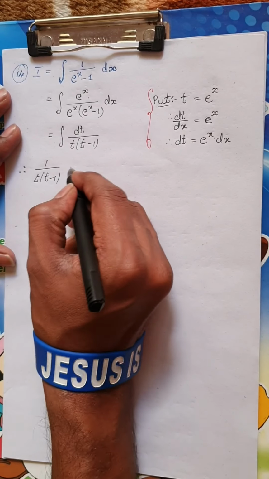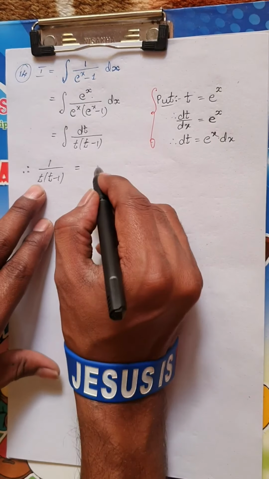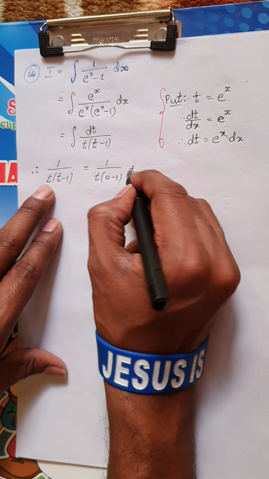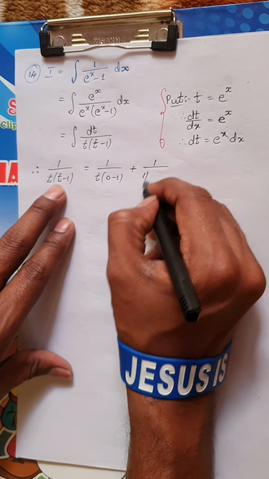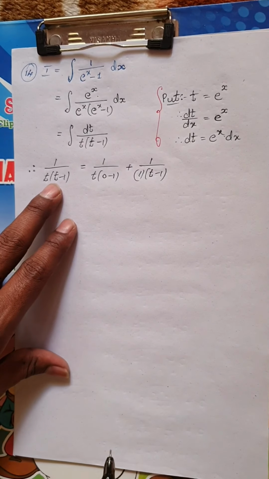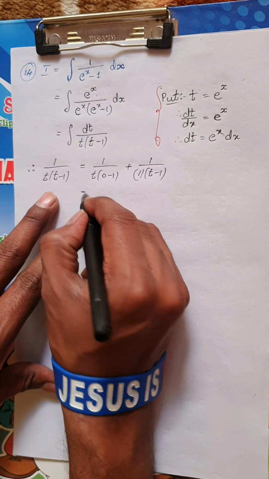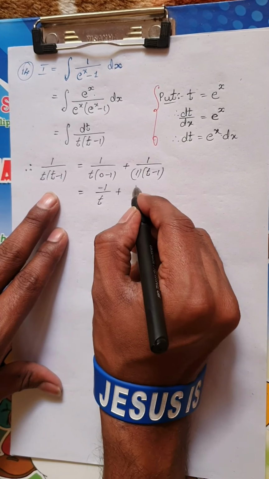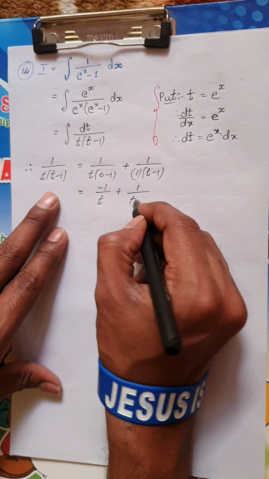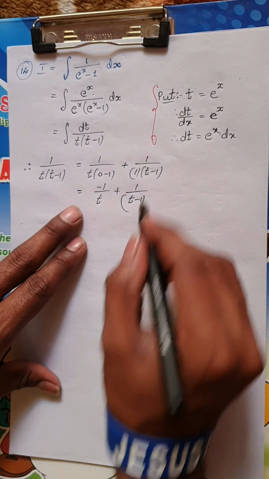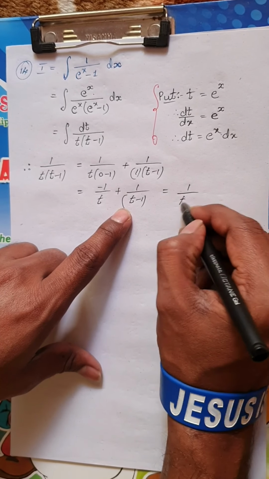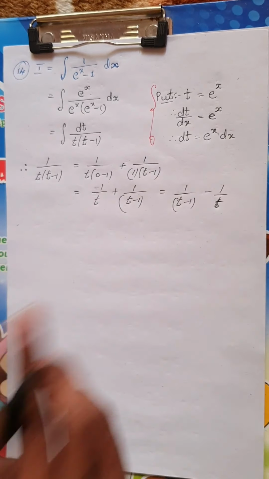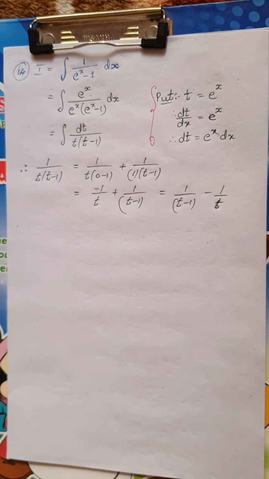Therefore, 1 divided by t into t minus 1 would be, as we did in the previous case, put t is equal to 0 first. So it would be t into 0 minus 1. Next put t is equal to 1. It is 1 divided by 1 into t minus 1. So this can be written as, you have 0 minus 1 is minus 1. So it is minus 1 by t plus this is just 1 into, so as it is 1 divided by t minus 1. So let me write this term first. So it is 1 divided by t minus 1 minus 1 by t. This is almost the same format of the previous question which we solved.